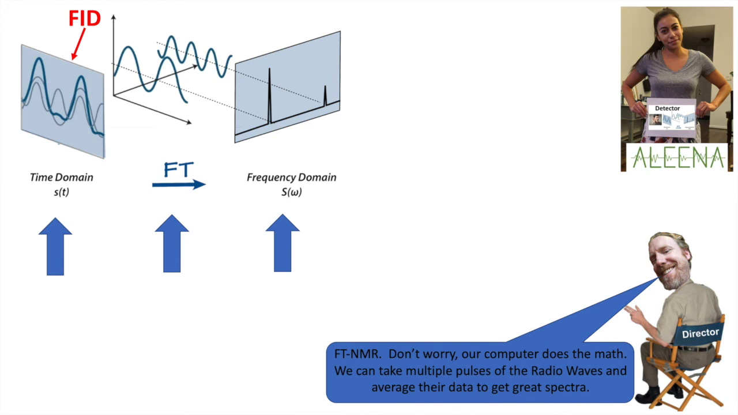We can take multiple pulses of the radio waves and average their data to get great spectra. So you don't have to just do a single scan, you can do multiple scans and average it out, and that's where you get your sensitivity. Also, these pulses only take a short amount of time, whereas continuous wave takes much longer to scan through each wavelength. So this was a big advance in science when it was discovered. So FT, or pulse NMR, modern and better. Summary.